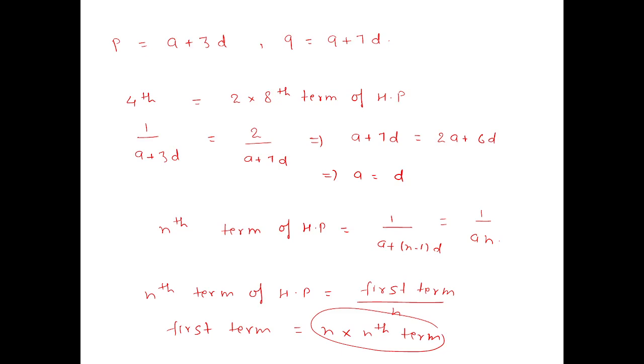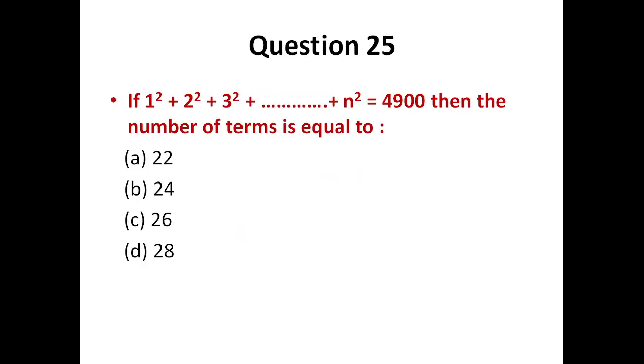Now come to question number 25. Question number 25 is, if 1 square plus 2 square plus dot dot n square is equal to 4900, then what is the value of n? Here you can use the result: summation n square is equal to n into n plus 1 into 2n plus 1 upon 6, which is equal to 4900.